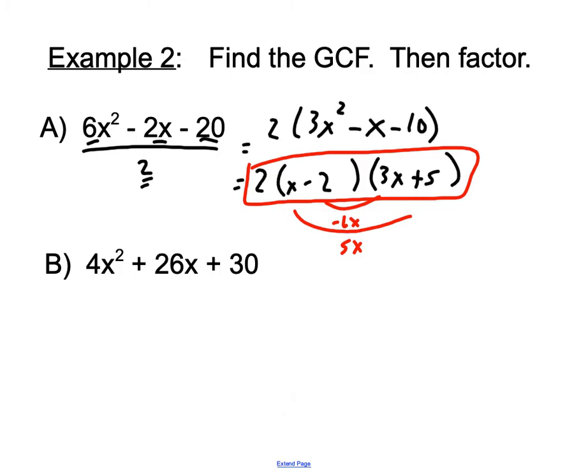All right, the part B there. Again, you want to figure out what these 3 numbers here are divisible by. And they're all divisible by 2. So let's pull the 2 out. Taking 4x squared and dividing that by 2, taking each term and dividing by 2, we end up getting a 2x squared. 26x divided by 2 is 13x. 30 divided by 2 is 15.